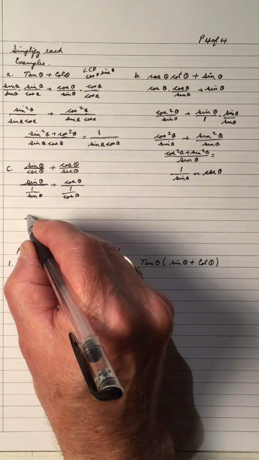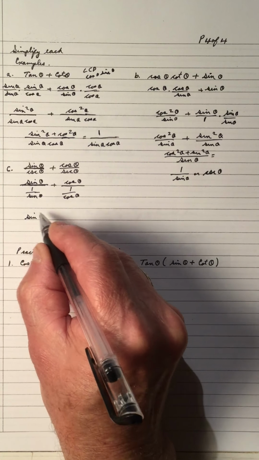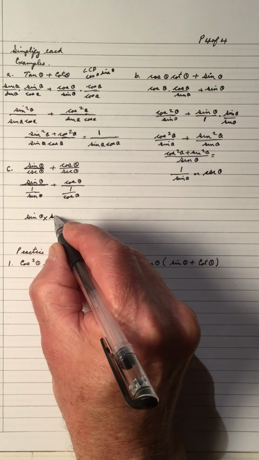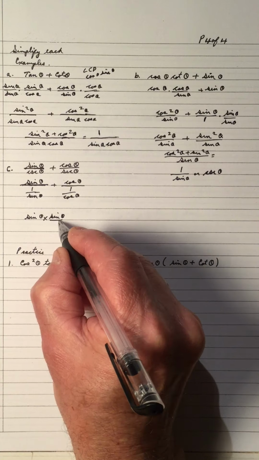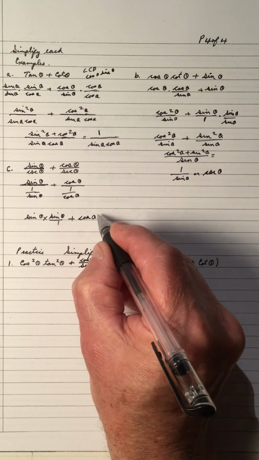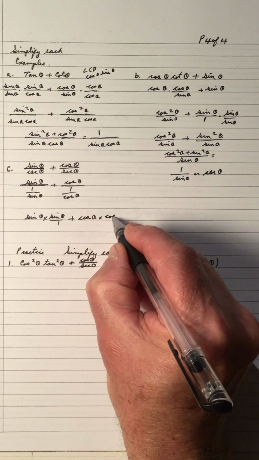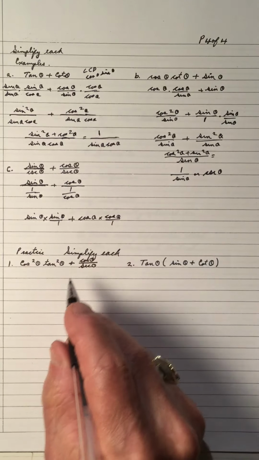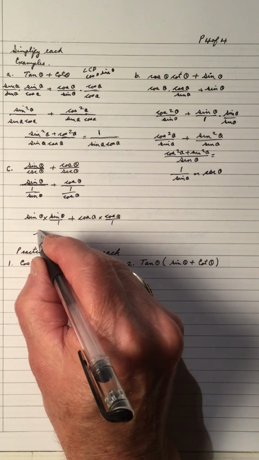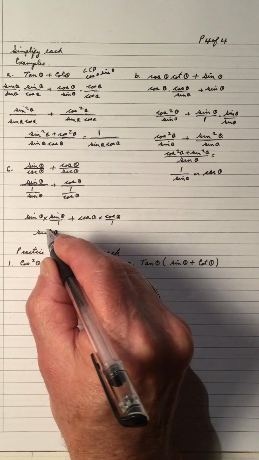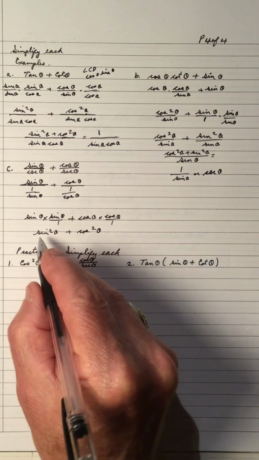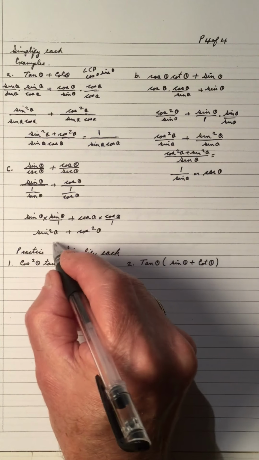So this is sine theta, and I'm dividing here, so I'm going to multiply by the reciprocal, plus I get cos theta, and I multiply by the reciprocal. Remember, I have to do the multiplication and division before I add and subtract. I multiply, I get sine squared. I multiply, I get cos squared. And sine squared plus cos squared is 1.